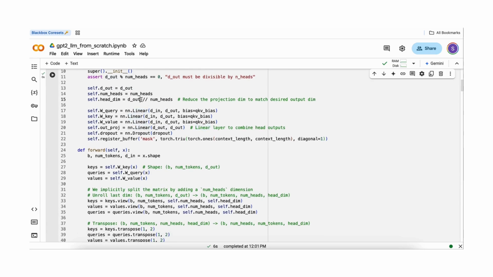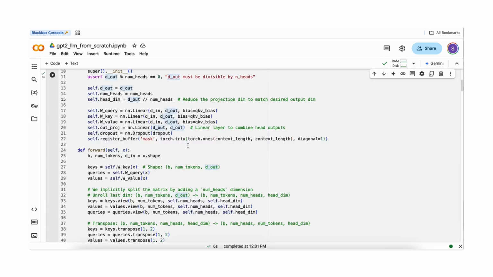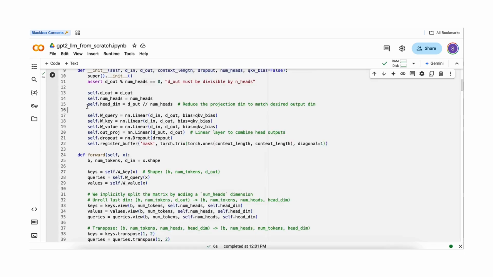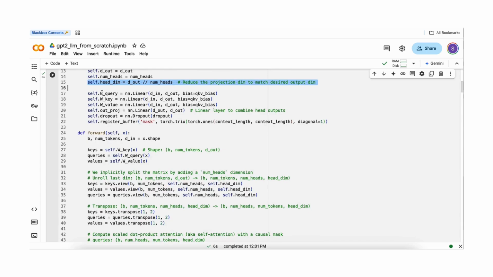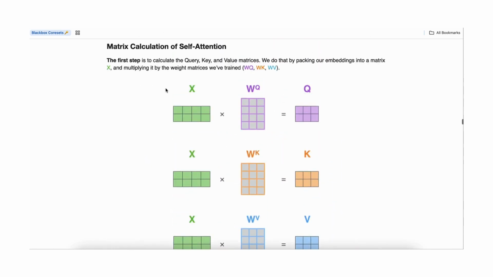So for each of these tokens, we would produce a 24-dimensional vector in this illustrative example. But of course, this is a much larger number in the actual GPT-2 model. Then we calculate this head dimension, and we want to get the W query, key, and value.